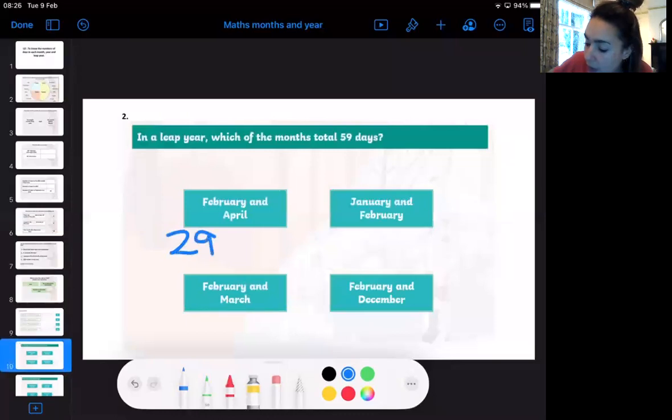So February should have 29 days, and we're adding it to April. So you need to work out 29 add 30. You're going to do the same for January and February, February and March, and February and December, and tell me which 2 months total 59 days.